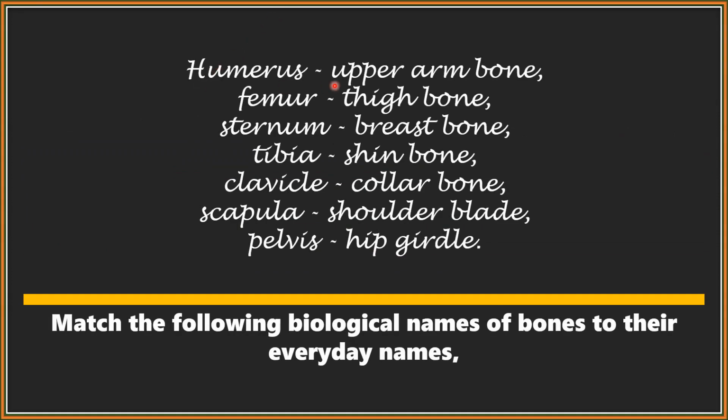The humerus is the upper arm bone. Femur is the thigh bone. Sternum is the breastbone. Tibia is the shin bone. Clavicle is the collarbone. Scapula is the shoulder blade. Pelvis is the hip girdle.